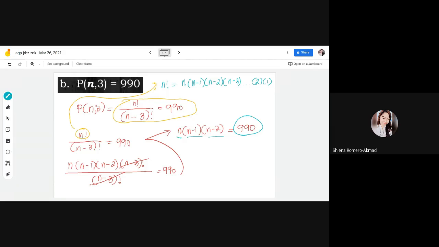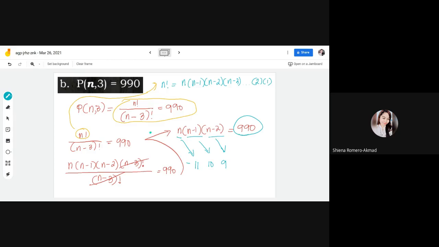Anong number yung kapag minultiply natin sa isa't isa, we'll get 990? 11 times 10 times 9. So, ganun lang. So, yung n natin ay 11. Yung n minus 1, 11 minus 1 is 10. Yung n minus 2 or 11 minus 2 is 9.